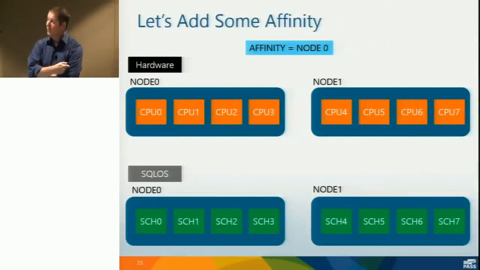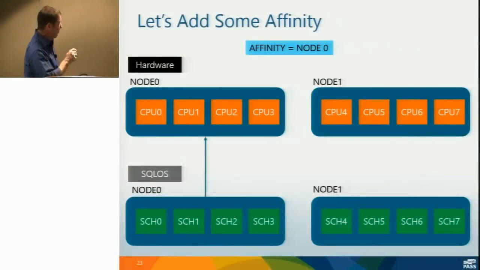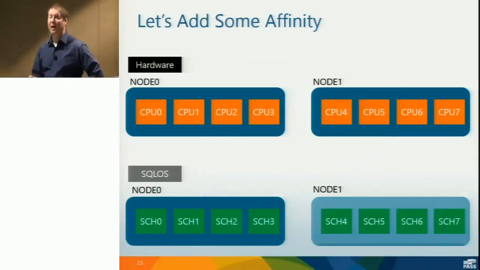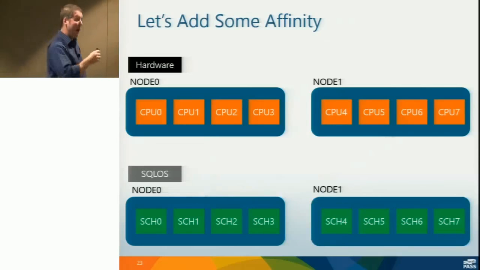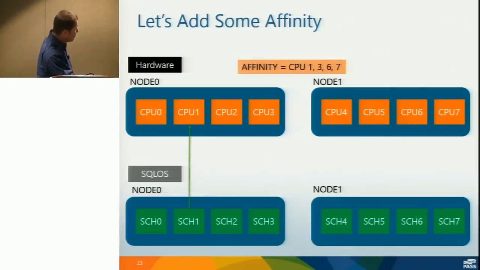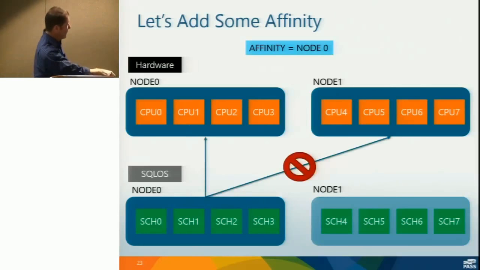If you were to first say affinitize node 0, effectively what you're doing is this. You run schedulers from node 0 on any CPU on node 0. You still cannot run on node 1, but you take node 1 offline. Now, what happens is, and you're going to see a demo of this, any work that was running on node 1 is going to get moved to node 0, while it's running.